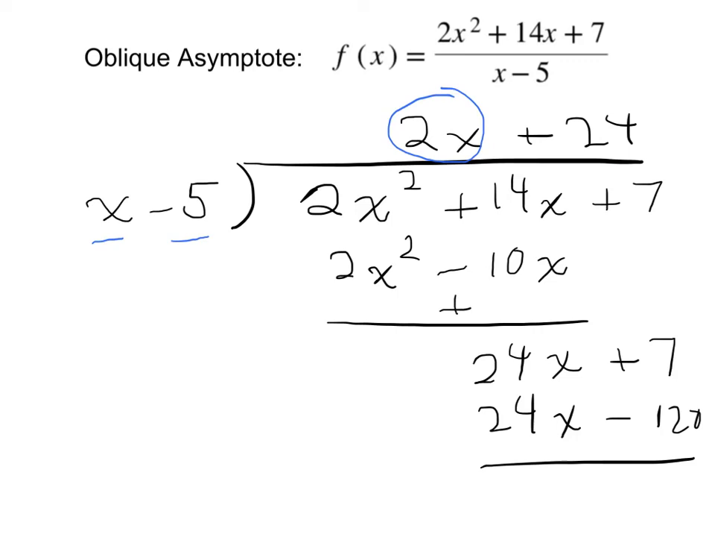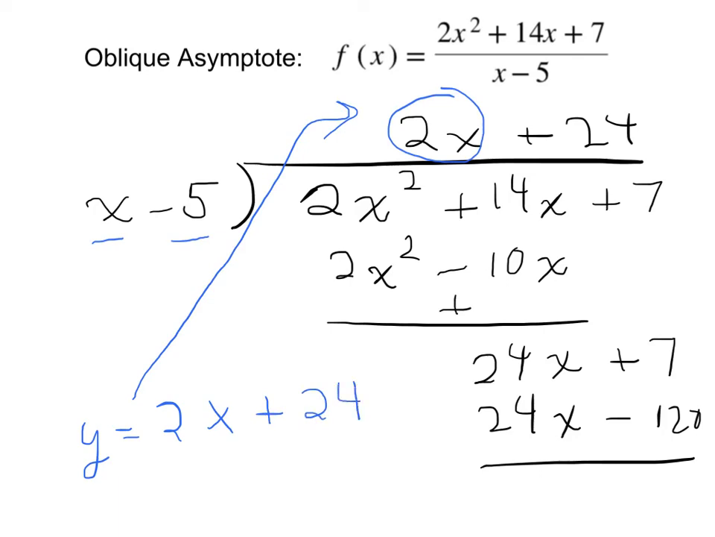This quotient right here, 2x plus 24, tells us what our oblique asymptote is. y is equal to 2x plus 24. And you'll recognize that as the equation of a straight line where the slope is 2 and the y-intercept is 24.